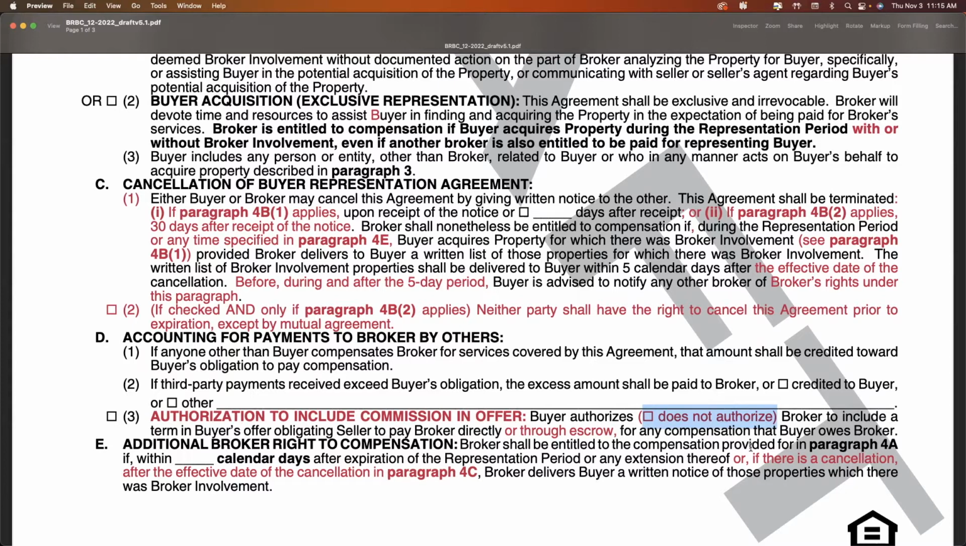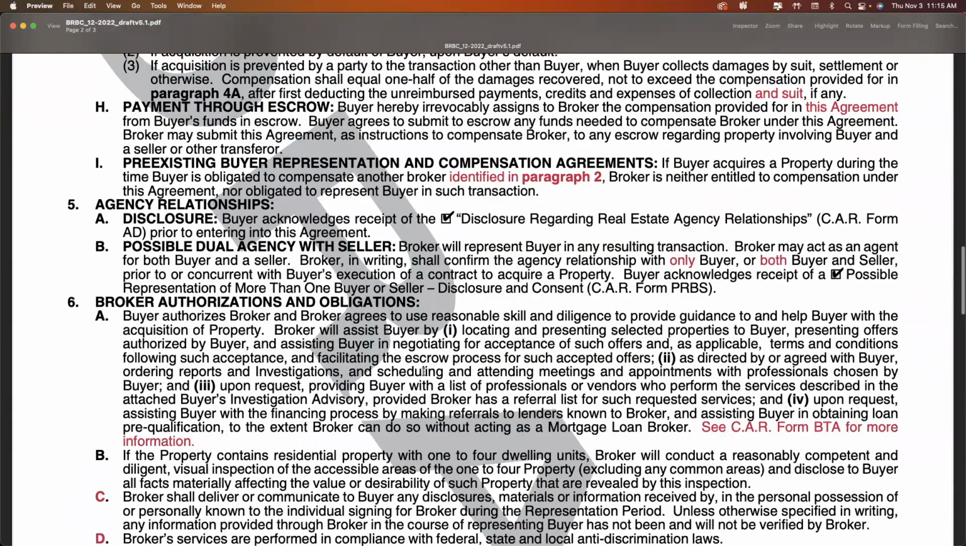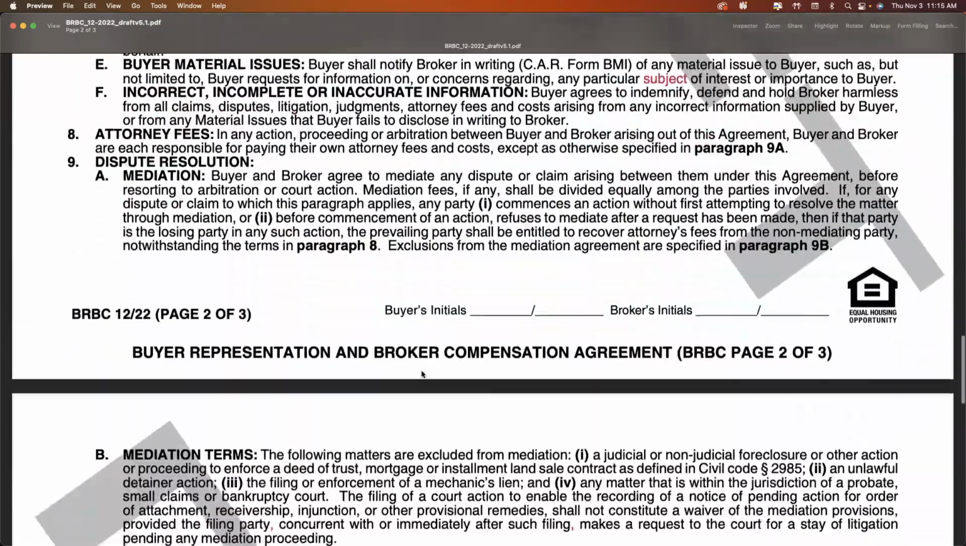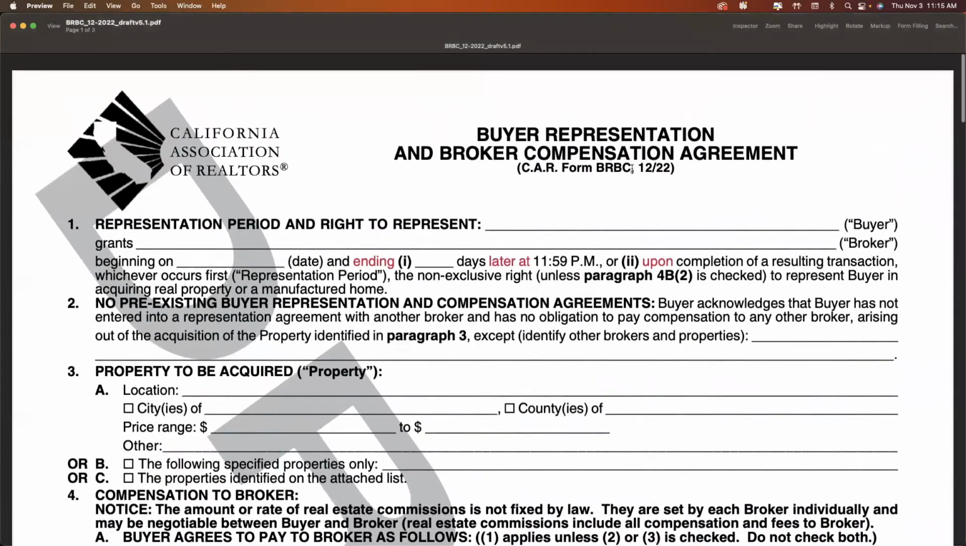My guess is that very few of you guys are going to be using this form going forward. Very few were using it to begin with when it was just the buyer representation agreement. Now even more so, since you've got to disclose the compensation that you're getting from the other side to your buyer. Chances are you guys aren't going to be using this, but I wanted to let you know what the changes were to it and that it existed. Okay. So that's that buyer representation and broker compensation agreement.